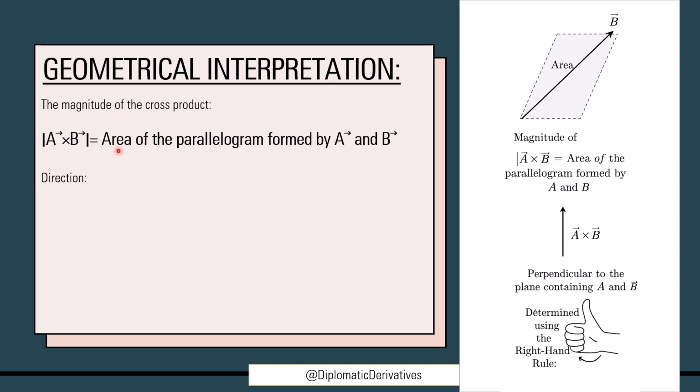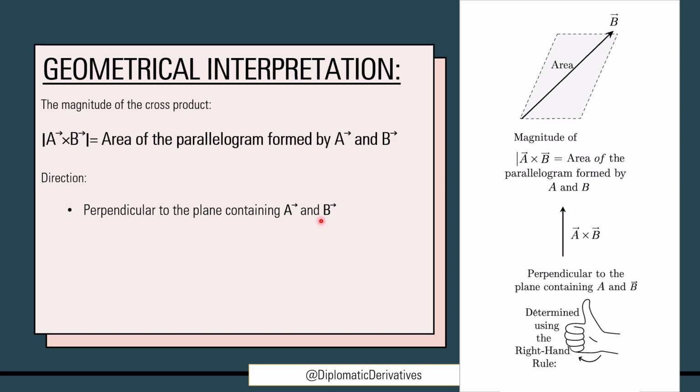It has a magnitude and it has direction. First we talked about the magnitude, now we talk about the direction. The direction is perpendicular. What is the direction? Basically it's n, the unit vector n. So it is perpendicular to the plane containing a and b.